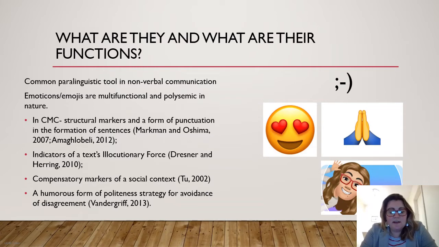Others then looked at emoticons as compensatory markers of a social context, and this is really interesting given the last year in the COVID situation, having lack of a social context online, how emoticons have been used as paralinguistic tools to show when there is lack of body language or other indicators. And then Van der Grift, 2013, looked at how emoticons had been used in peer review, as a humorous form of politeness strategy for avoidance of disagreement, so how students negotiated constructive feedback using emoticons and avoiding offence online.